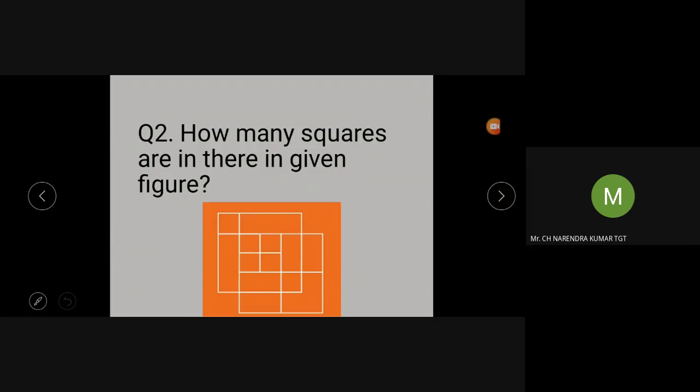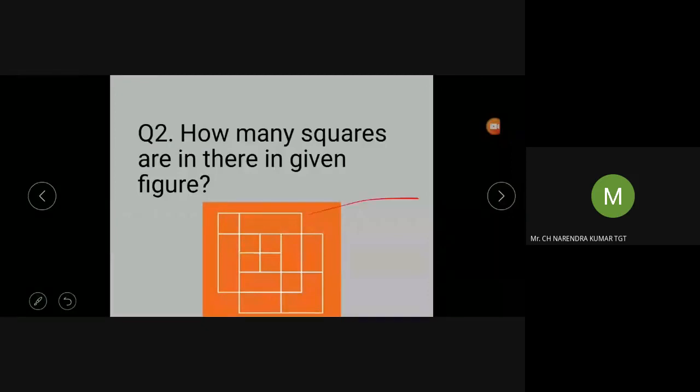Sir, we can see here 6 squares are there of 1 unit and 6 are of 2 units, and 3 squares are of 3 units, sir. And there are 2 more squares that are the biggest squares we can see here, 4 units, 4 into 4. So this is how we can say there are 17 squares in this given figure.